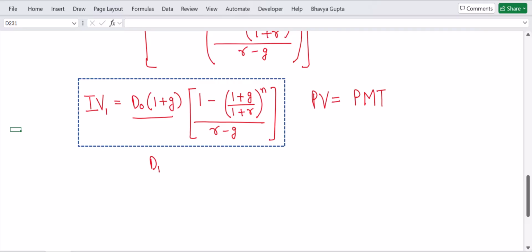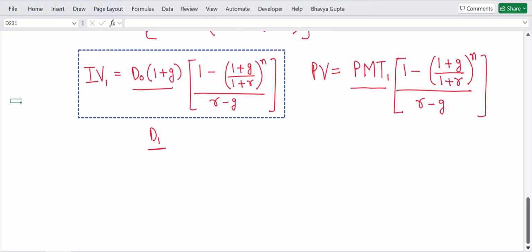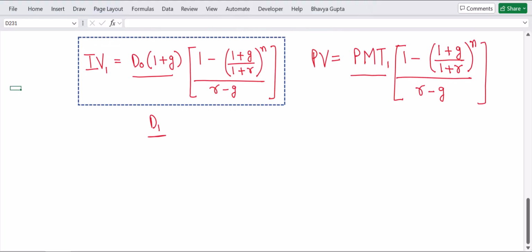So we can write it as PMT1, right? The PMT, the annuity that we will receive in the first year, which we are discounting to today. PMT1 into 1 minus 1 plus G upon 1 plus R raised to power N upon R minus G. So now let's plug in the values to find out the answer to the question. So let's plug in the values to this equation.